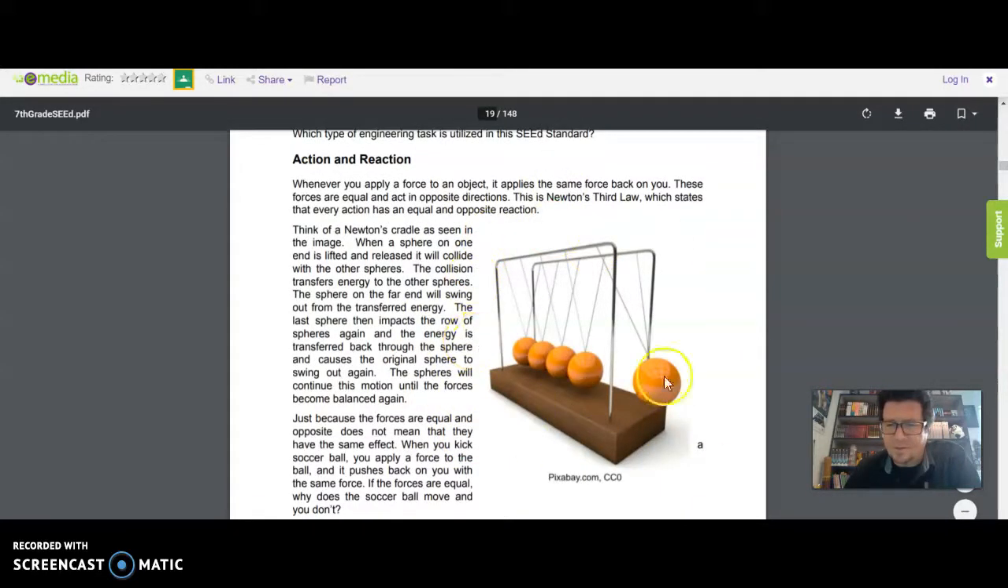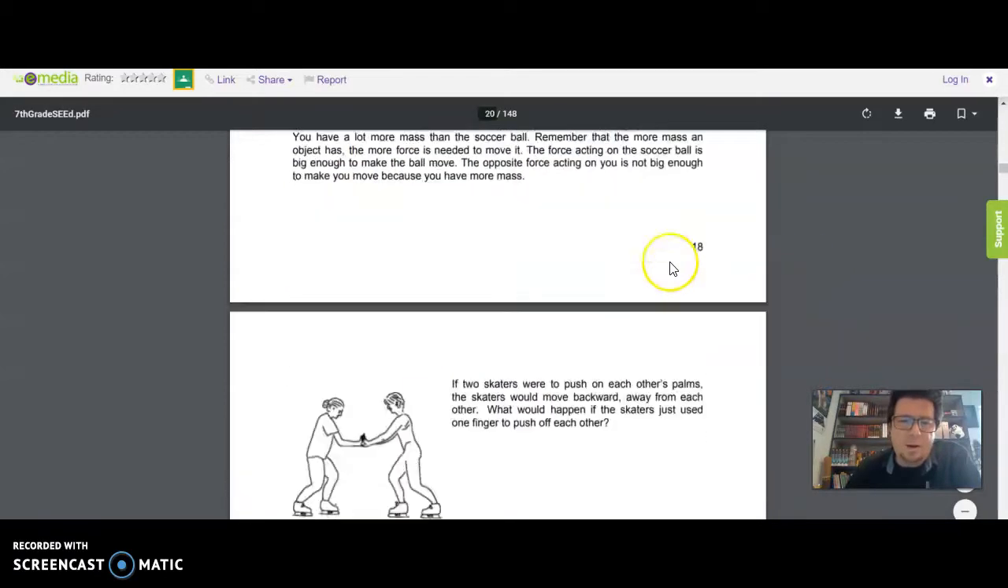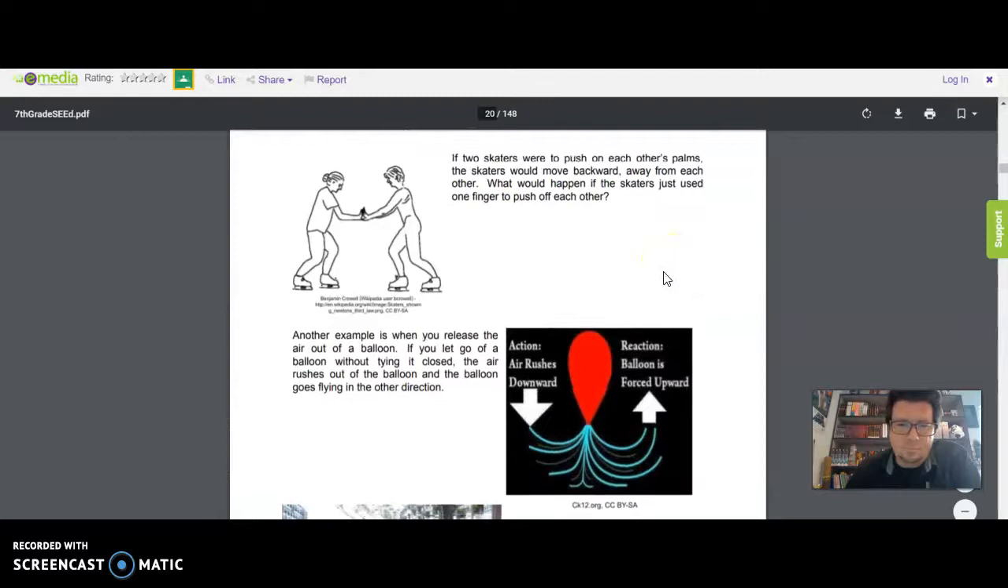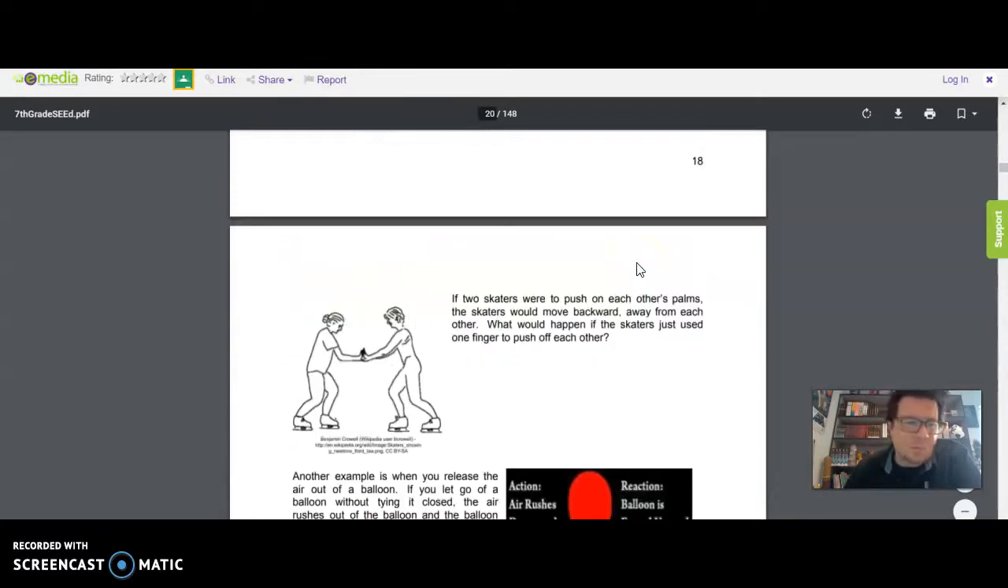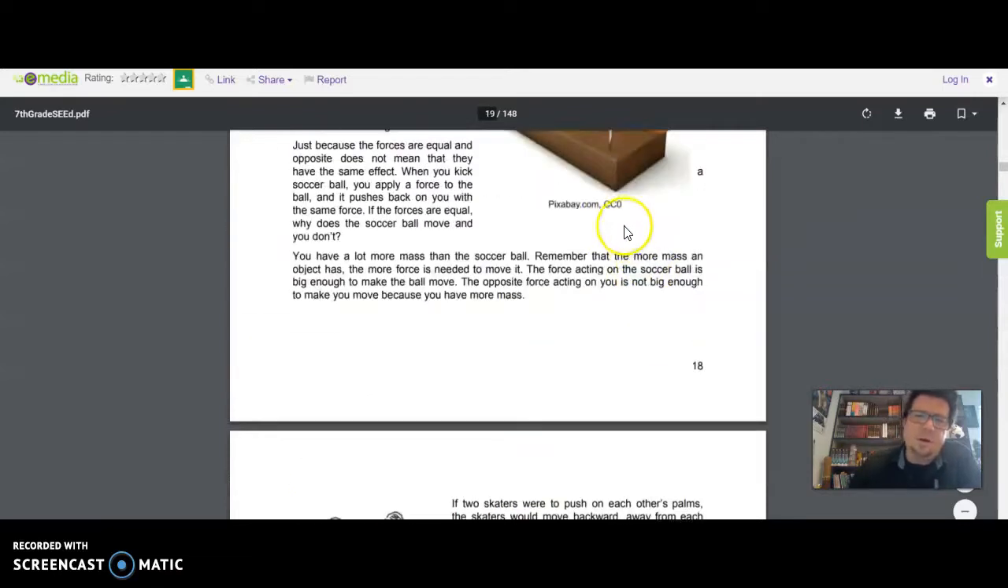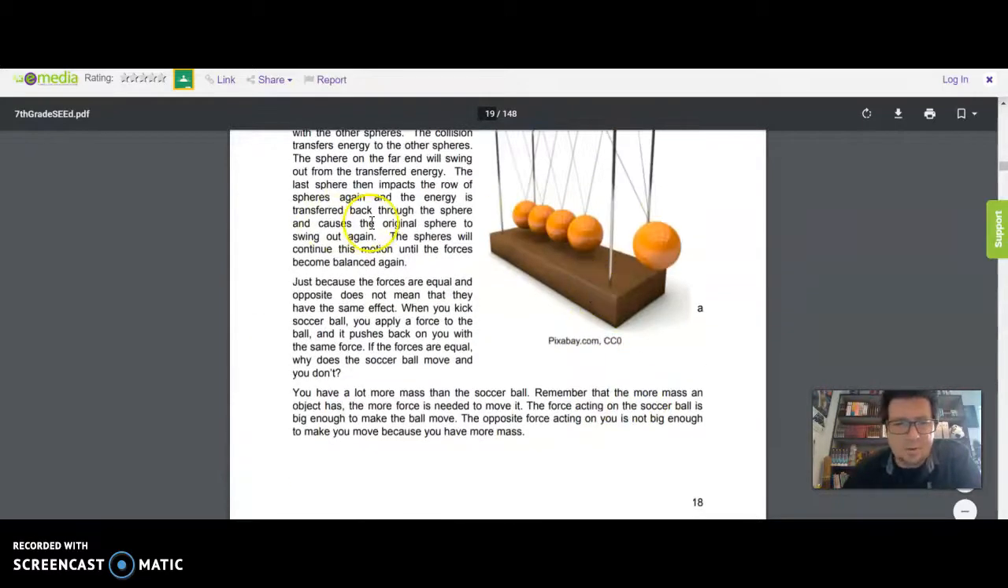Have you guys ever seen one of these? Somebody will pick up this side, boom, it hits that, and then the equal amount of energy just goes through those and kicks this one back up, and that energy travels through the middle ones and kicks that one back up again. That's just an example of force being applied, action and reaction.